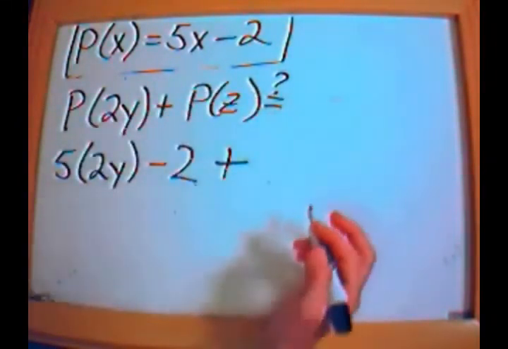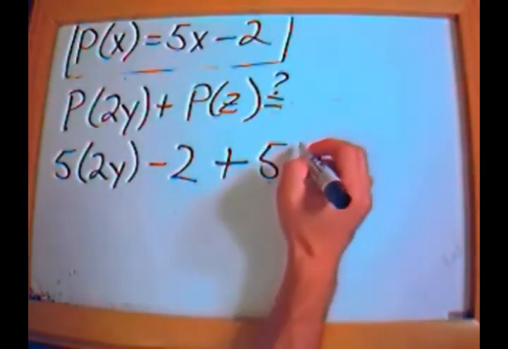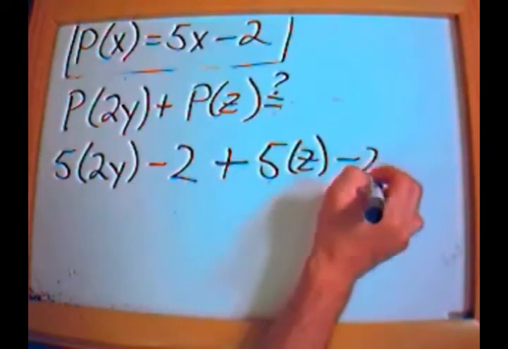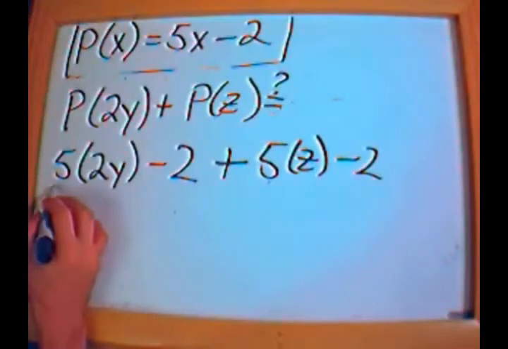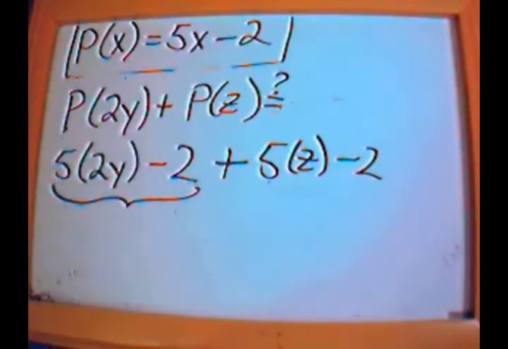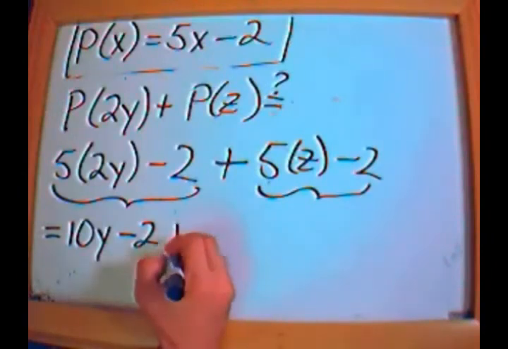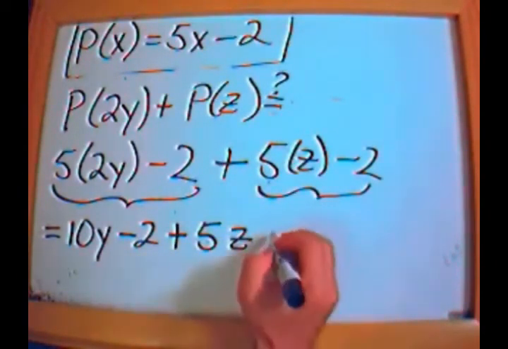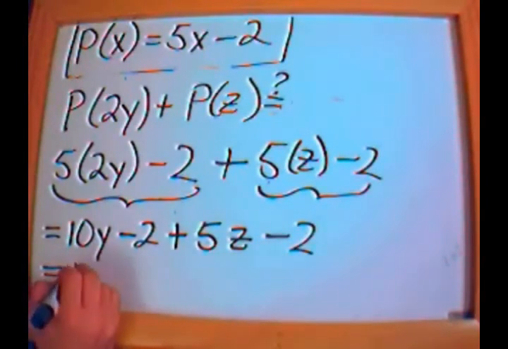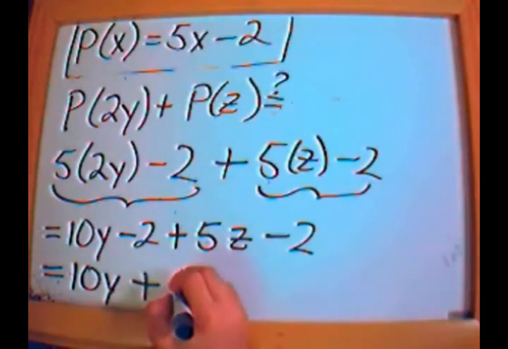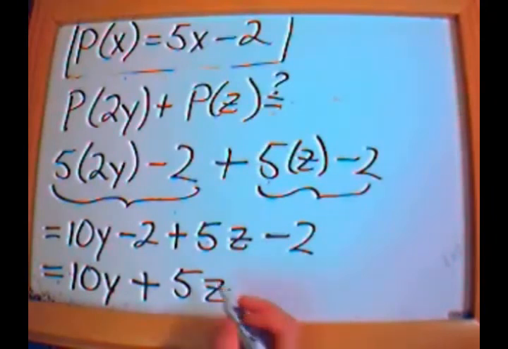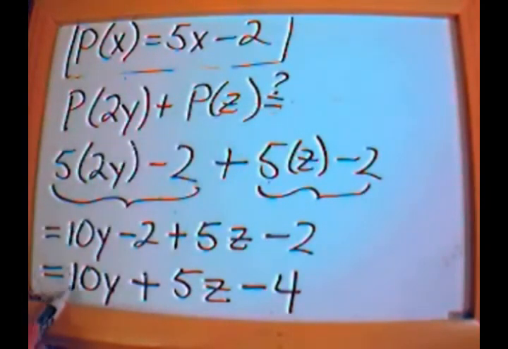I'm plugging z up into the top here. 5 times z minus 2. Okay? And to kind of keep it straight for you, this part right here is the p of 2y, and this part right here is the p of z. And all this stuff is equal to 5 times 2 is 10y minus 2 plus 5z, there's nothing much I can do with that, minus 2. So this is simply going to be equal to 10y plus 5z, and then negative 2 minus 2 is simply equal to negative 4. So p of 2y plus p of z is equal to this expression at the bottom, 10y plus 5z minus 4.